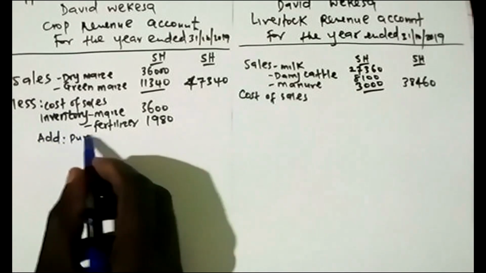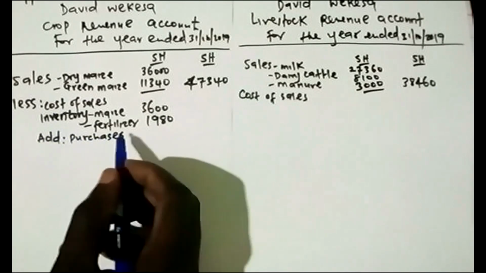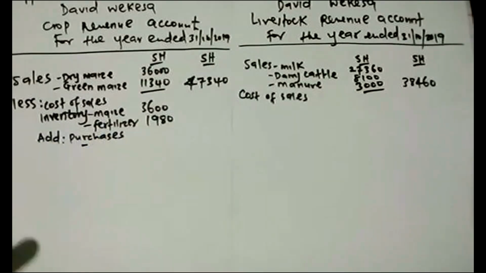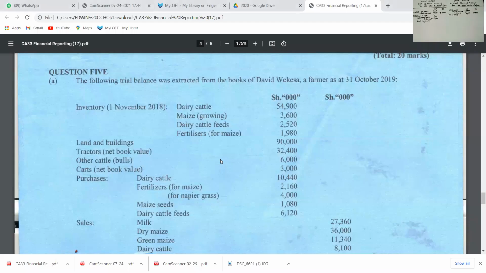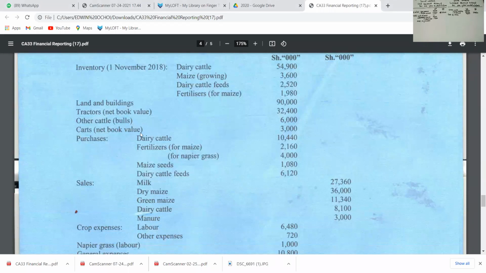So we add purchases. For the purchases, we go to the question again. We check what is there. For the purchases, I can see we have some items here. So for the crop, I can see we have fertilizer for both maize and Napier grass.